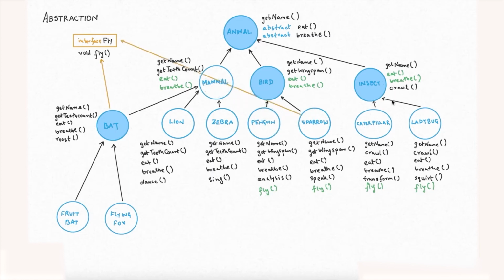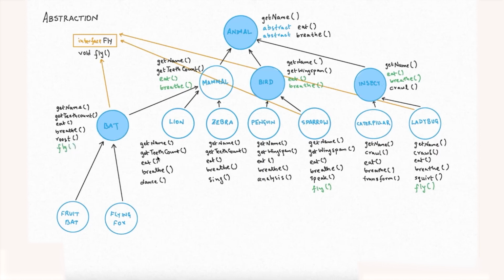And in a similar manner, all insects cannot fly. So in this example, caterpillars cannot fly, but ladybugs can. So ladybug will directly implement the fly interface. In that way, we will not need this fly method here for penguin because it's unnecessary. In the same way, we will not need this fly method either because this is unnecessary for caterpillar. Bat, however, will need to override the fly method because it is implementing the fly interface.